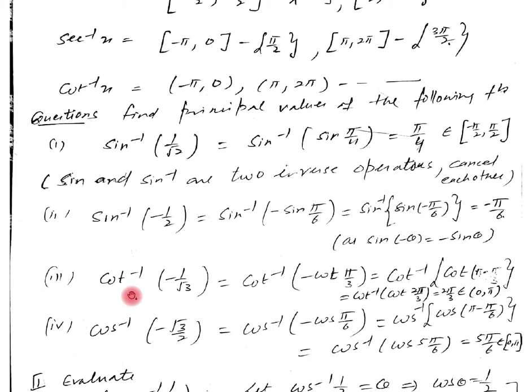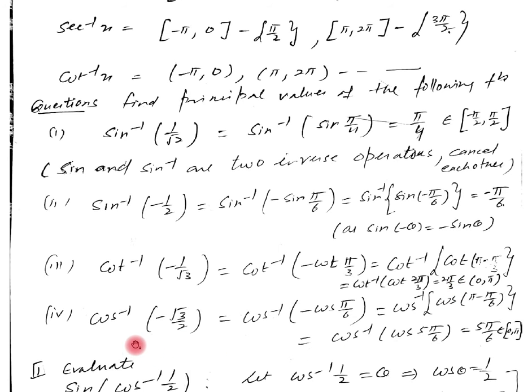In the case of cot inverse of minus 1 by root 3, it can be written as minus cot pi by 3. Now here the range of the cot inverse function is what? The open interval 0 to pi. It means we have to simplify such that this value lies between 0 and pi. Now it can be shifted to the second quadrant, because in the second quadrant cot is negative. It can be written as cot of pi minus pi by 3. Simplifying, we get 2 pi by 3.